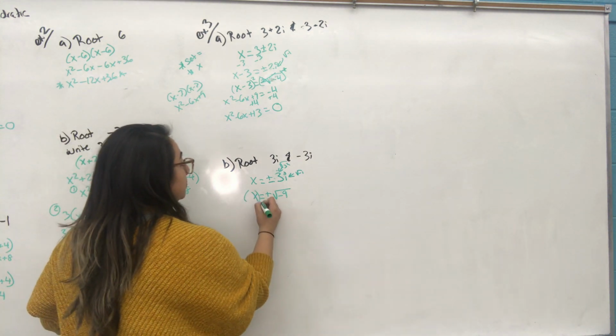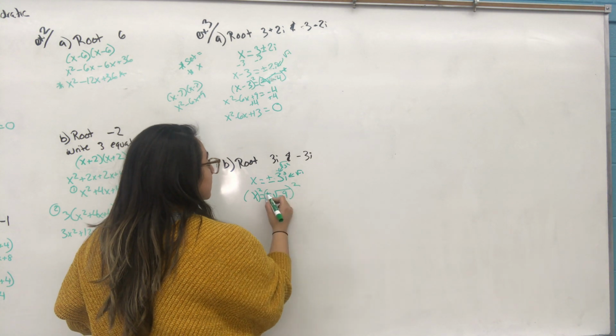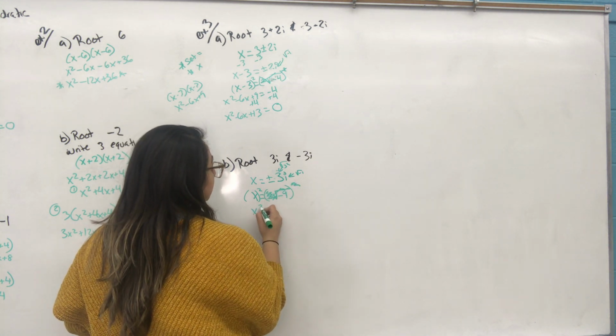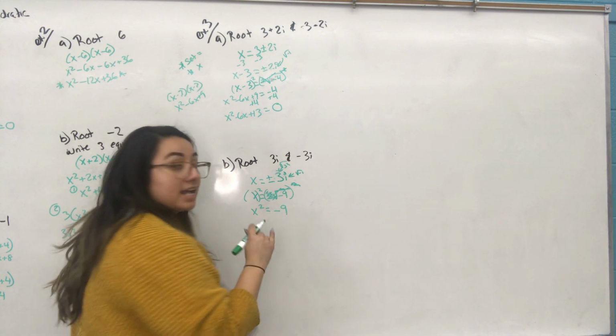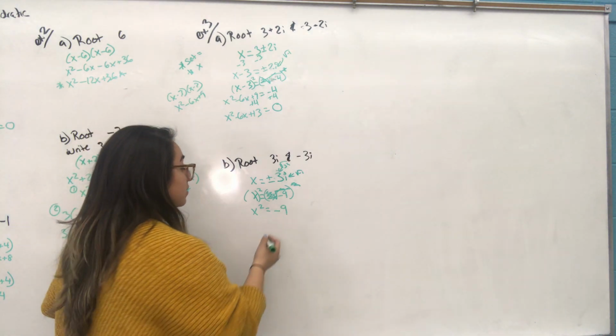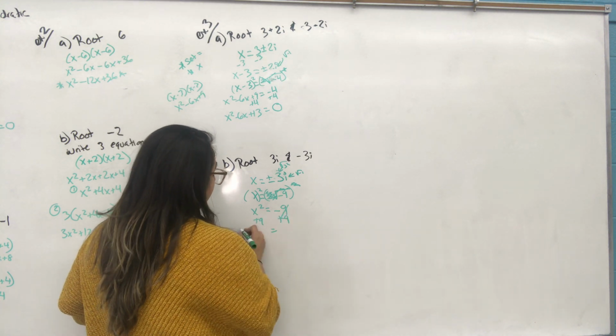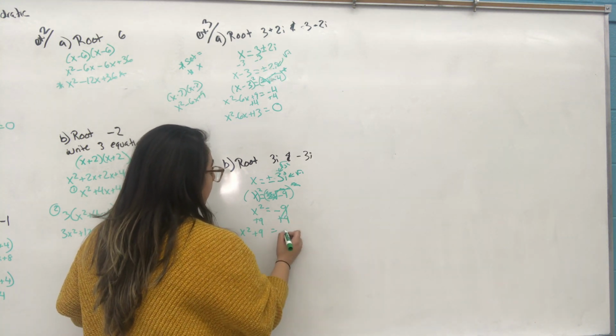Now, you square root both sides. This will cancel all of this out and the square. You get x squared equals -9. Again, you need everything on one side. So if you want everything on one side, you're going to add 9 to both sides. You're going to get x squared plus 9 is equal to 0.